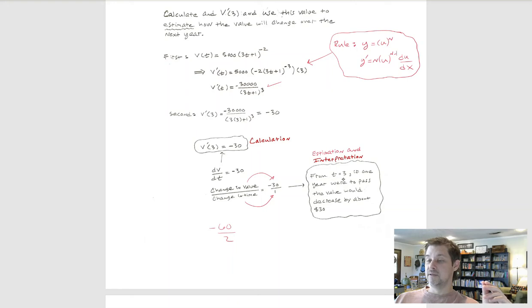It says from year t is equal to 3. I have to say the from t is equal to 3 because this derivative was evaluated with t being 3 in mind. So from year 3, if 1 year were to pass, the value would decrease by about $30. Okay, so that's how we can give an estimation and an interpretation.